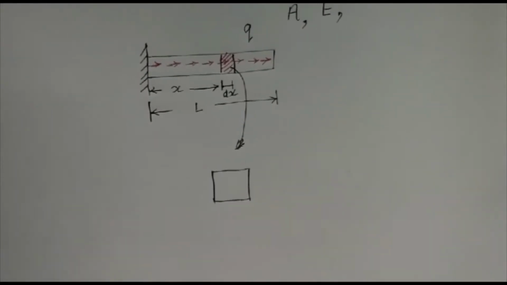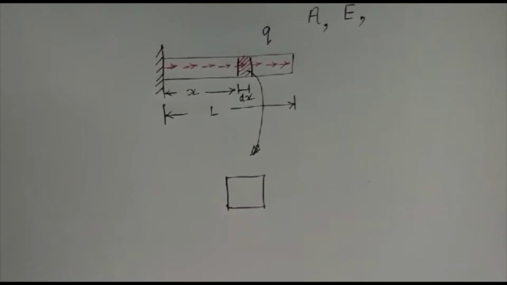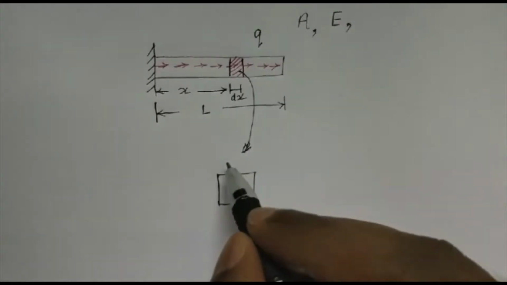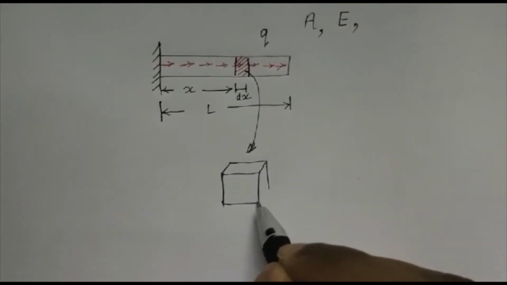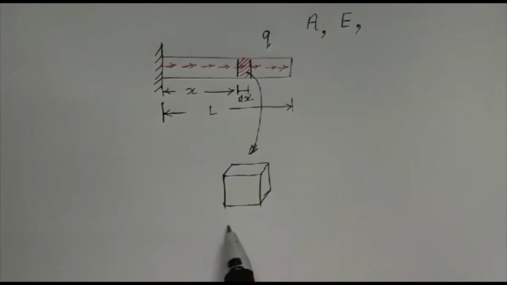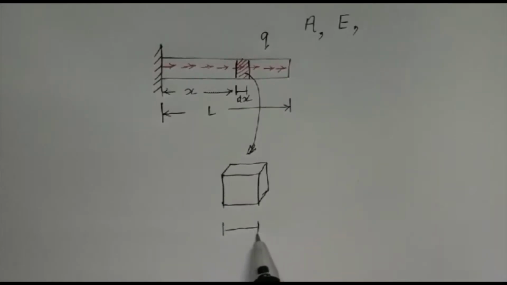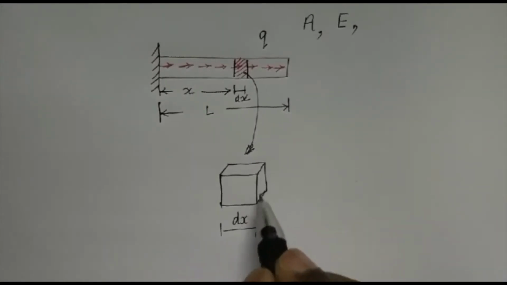Now what I'm going to do is very simple. I'm going to ask myself this question: what is the stress that is acting on this small portion that we have considered of length dx? If this board has a square or rectangular cross section, it will look something like this.